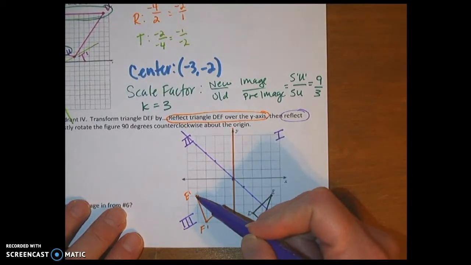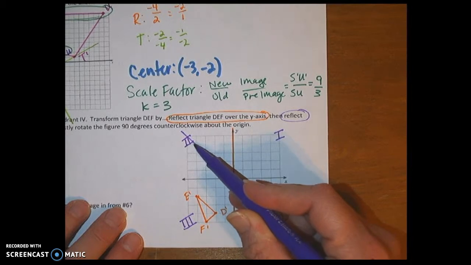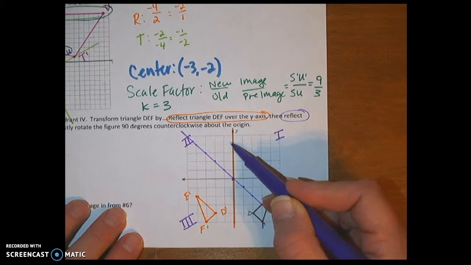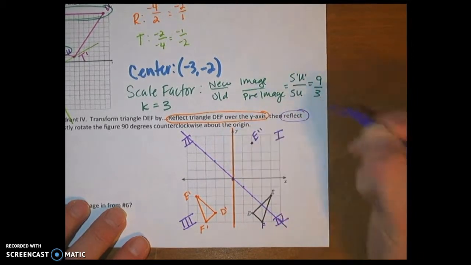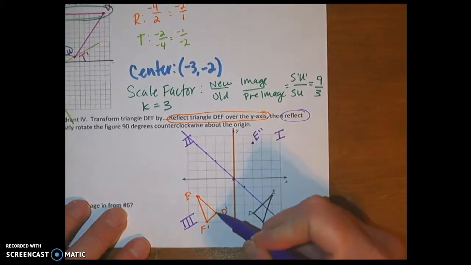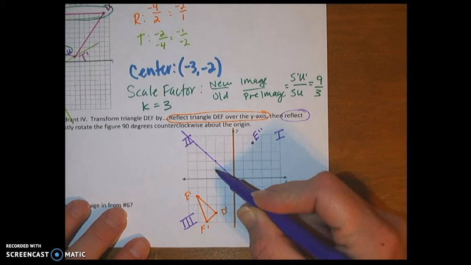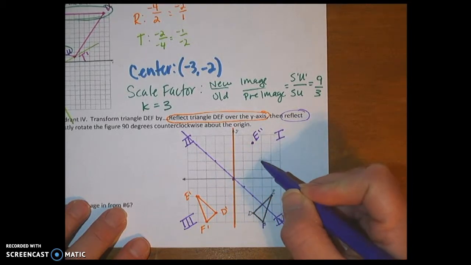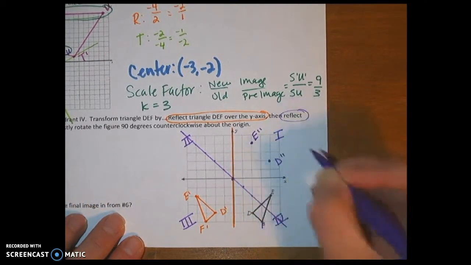So I'm going to count to the line 1, 2, 3, 4, 5, 6, and then I'm going to make a turn and count 1, 2, 3, 4, 5, 6. So there's my E double prime. When I look at D, I go up 1, 2, 3, 4, 5, 6, and right 1, 2, 3, 4, 5, 6. So there is D double prime.